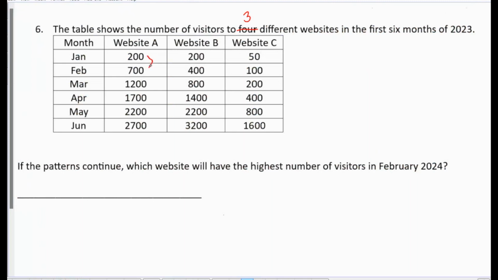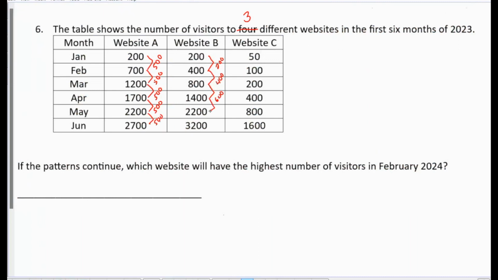From 200 to 500 to 700, we are going up by 500. From 700 to 1200, we are going up by another 500. From 1200 to 1700, another 500. And we continue to go up by 500. From 200 to 400, we're going up by 200. From 400 to 800, we're going up by 400. From 800 to 1400, we are going up by 600.